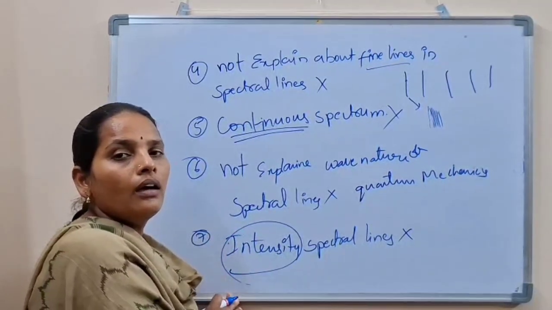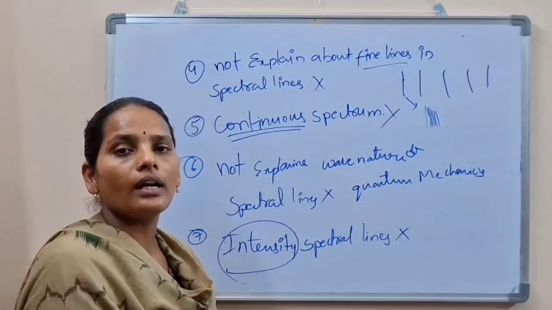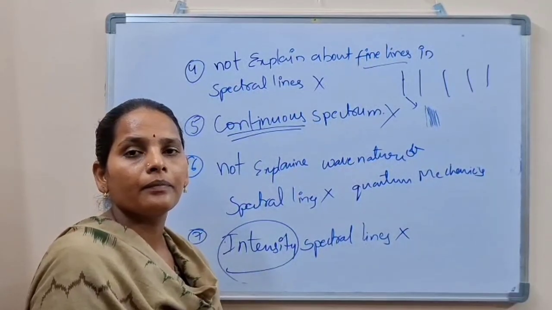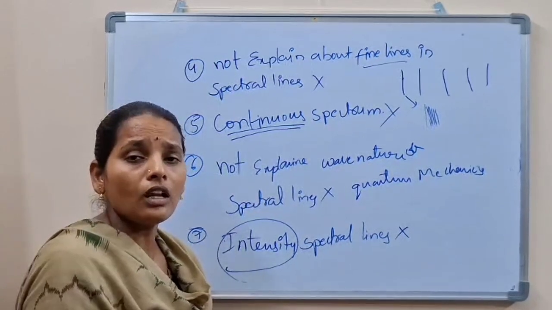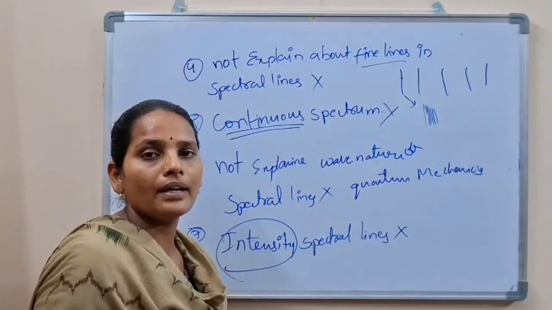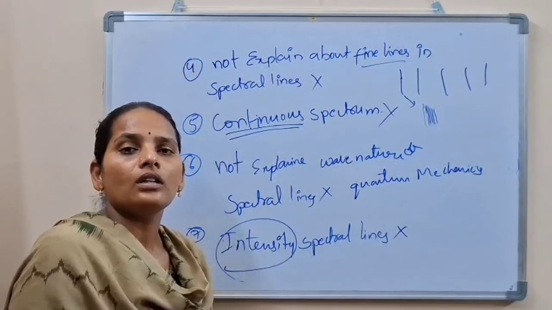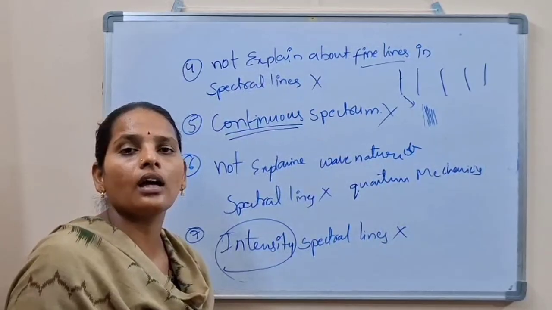These are the main drawbacks seen in Bohr's atomic model. Please note down Bohr's drawbacks or limitations. From these, the Zeeman effect and Stark effect are the short answer questions asked in the IPE exams.